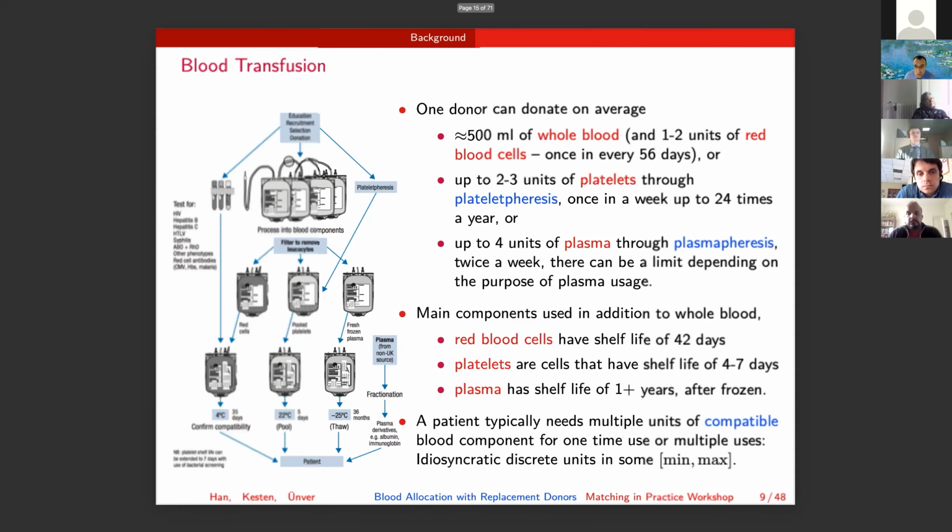All right, so to understand a patient, what are the patient's needs from these? A patient typically needs multiple units of compatible blood component, I will explain what compatible means, for one-time use or multiple uses, okay? To explain what I'm trying to say, you can think that this demand is in some range, min and max, okay? So in a way, it's monotonic. It goes up to max.